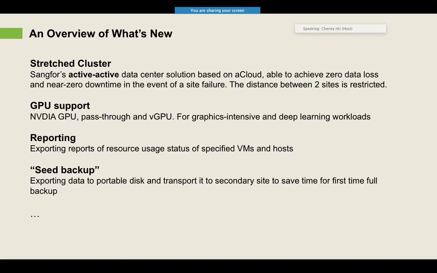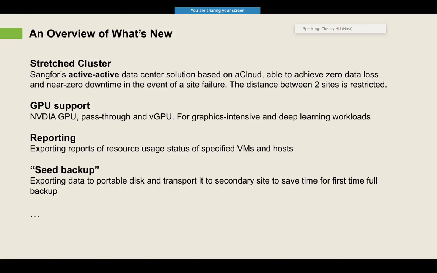There are tons of new features on the new version. We've added reporting for ACMP. So now customers can export reports of the resource usage status of specified VMs and hosts. And they can view those reports from different angles, like the CPU, the memory usage, and latency of the application's access time. So lots of information can be collected and exported from this reporting feature.